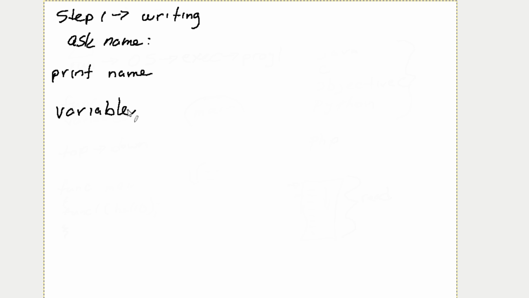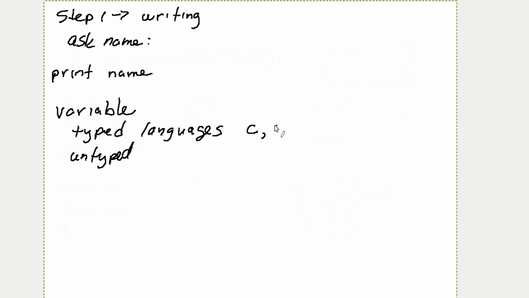Now, in programming languages, there are languages that are referred to as typed languages, and there's languages that are untyped. Now, the untyped languages would be something like Python, PHP, Perl. Those languages don't really care about the type of variable that you're working with. Languages like, for example, C and C++ and Java and Go, these are all typed languages, and Objective-C.